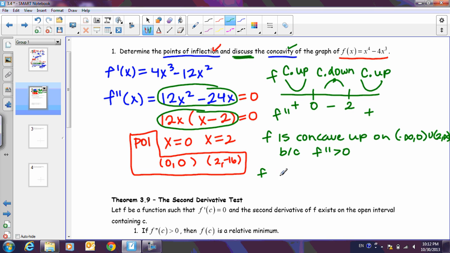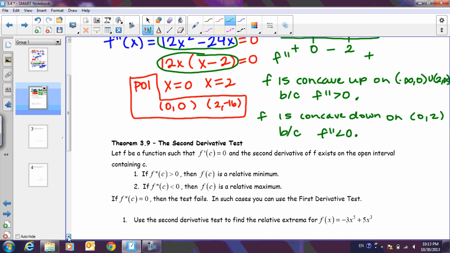Likewise, f is concave down on (0, 2) because f double prime is negative. There you go. We've discussed it.